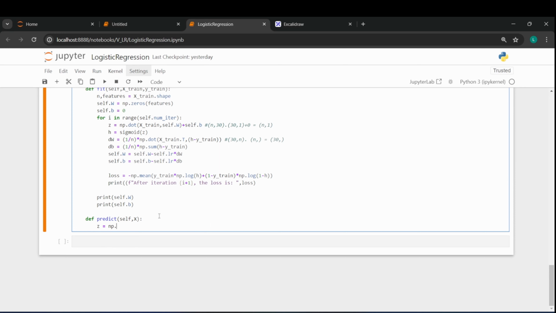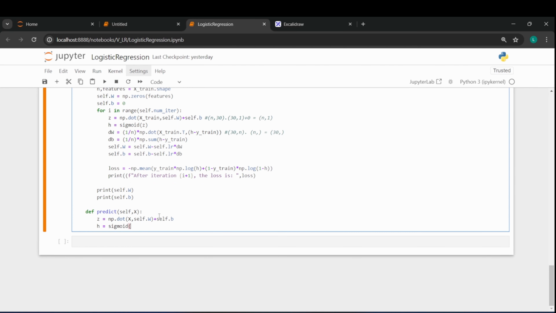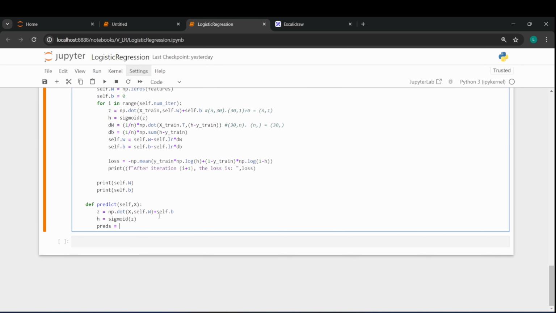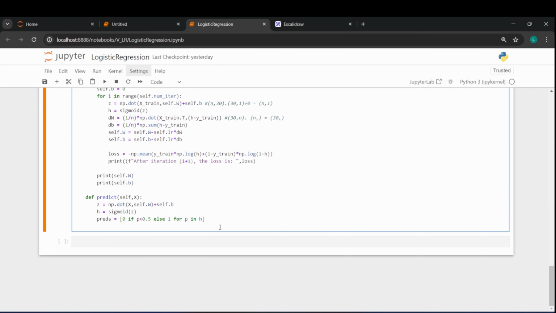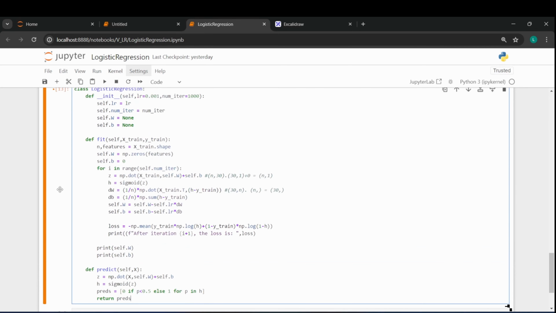So I'm going to say z equal to np dot x from self dot w plus self dot b, and I'm going to pass it into the sigmoid function. So I'm gonna say preds equal to 0 if p value is less than 0.5, else 1 for p in h. So what it does is it traverses through this h with variable p, and if p value is less than 0.5, it adds 0 to the list, else it adds 1 to the list, and I'm gonna just return the preds. And now that's it. This creates our logistic regression model.